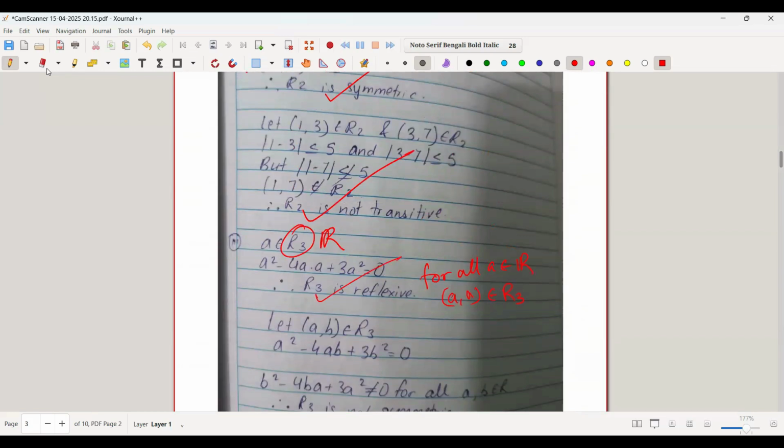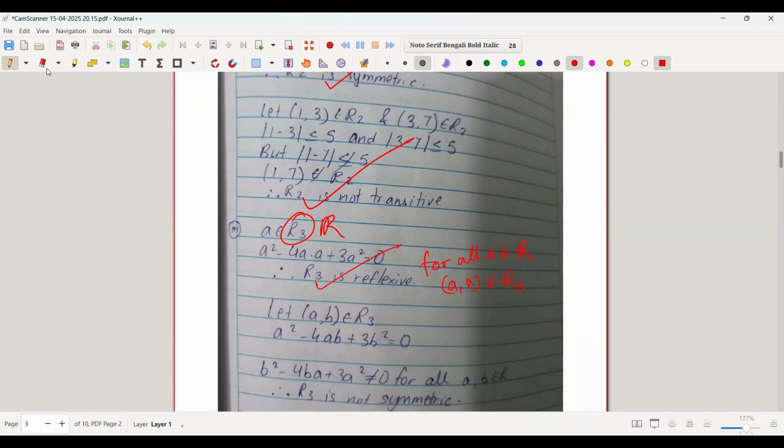Then let (A, B) belong to R3, and A square minus 4AB plus 3B square equal to 0. Then just interchange them. So here B square minus 4AB plus 3A square is not equal to 0. How can you say this?